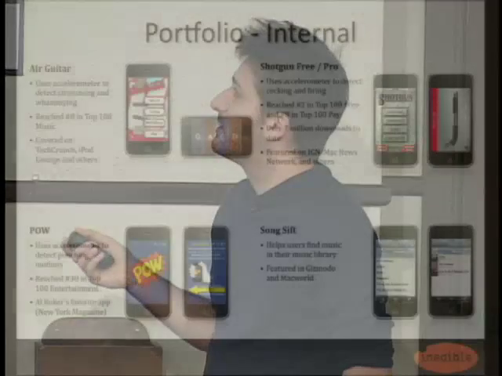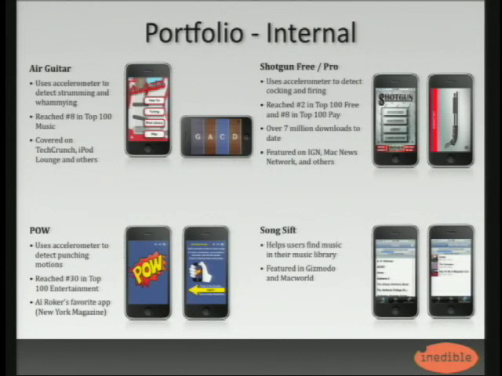So very quickly, some of the stuff we did. Air Guitar was our first project. It's what we did as our final project here, and then we cleaned it up, put it on the store, and have had a bunch of iterations since. It uses the accelerometer to detect strumming and whammying, so you can play chords.